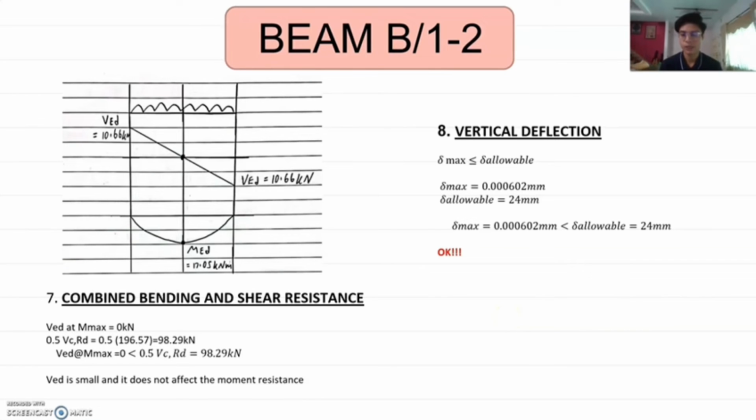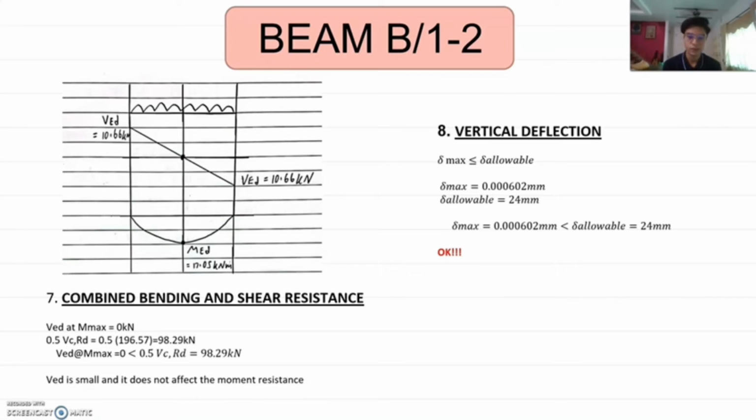In this slide, we're going to have a look at step 7 and 8. For step 7, we have the combined bending and shear resistance. For this step, we have the picture right here for reference. From the picture, we can see that VED at Mmax is actually 0 kN. Next, we have to do a little bit of calculation, which is 0.5 times VCRD. Then we got 98.29 kN. So from the calculation, we can conclude that VED at Mmax, which is 0, is lesser than 0.5 times VCRD, which is 98.29 kN.